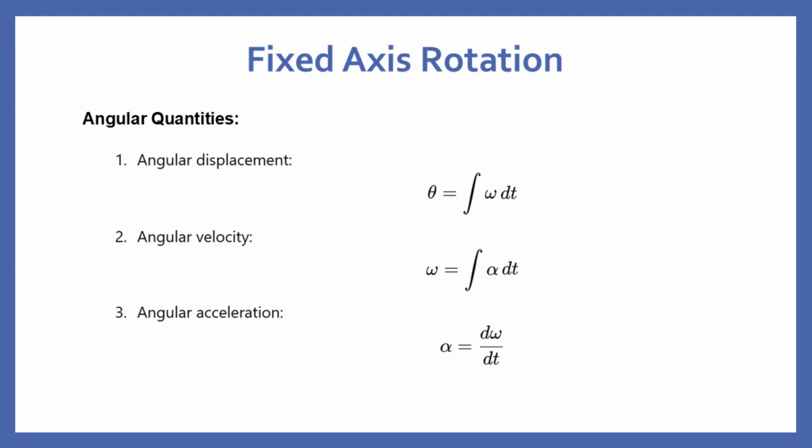Angular acceleration, alpha. This is the rate of change of angular velocity with time. The equation for angular acceleration is the derivative of angular velocity with respect to time. These quantities are crucial for understanding the rotational motion of rigid bodies around a fixed axis.